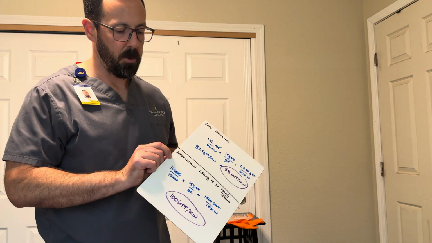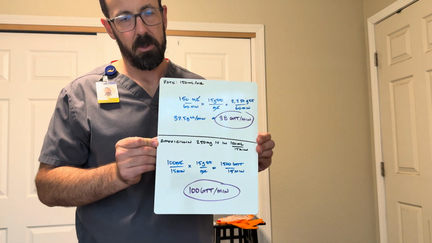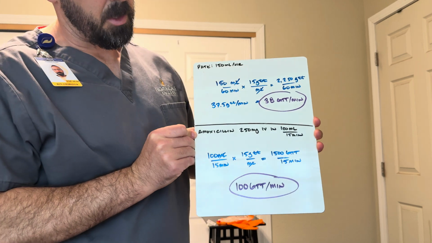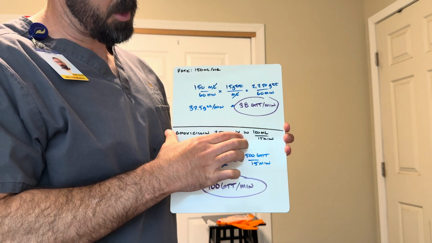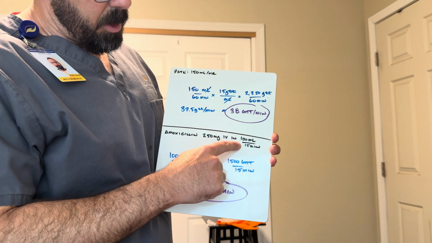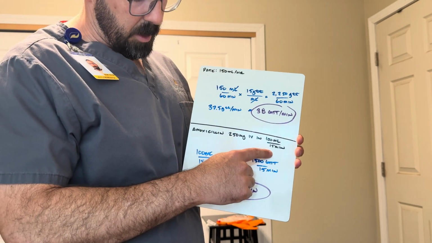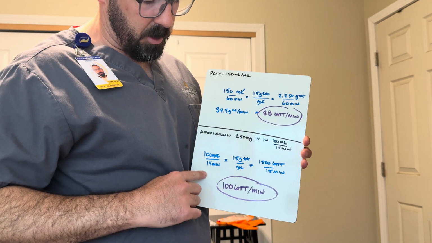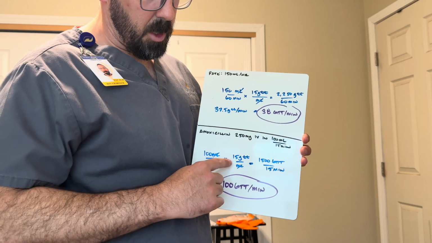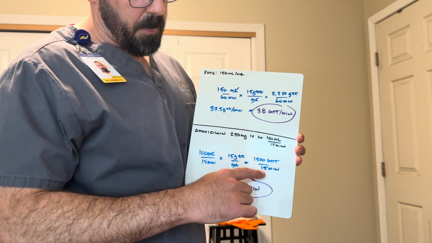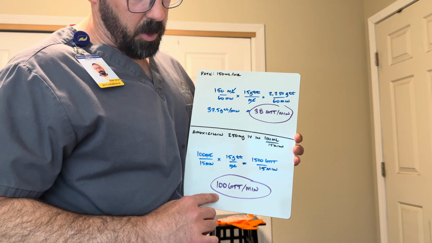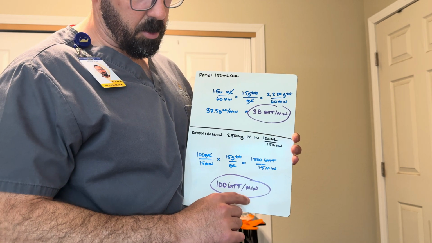The second order that I received from the physician is for amoxicillin, 250 milligrams in an IV, and that's coming via 100 mLs over 15 minutes. Again, my math is 100 mLs over 15 minutes. Same tubing at 15 drops per mL, and that's going to give me a rate of 100 drops per minute.